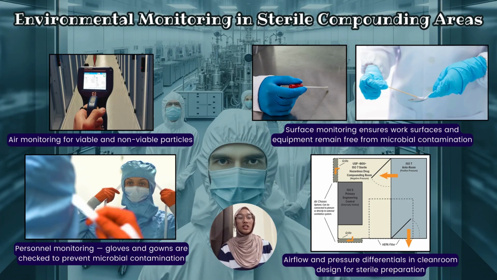These images show examples of environmental monitoring in sterile compounding areas. First, air monitoring checks for airborne contamination. Secondly, surface monitoring ensures that work areas and equipment remain clean. Next, personnel monitoring makes sure that gloves and gowns do not introduce any microorganisms.